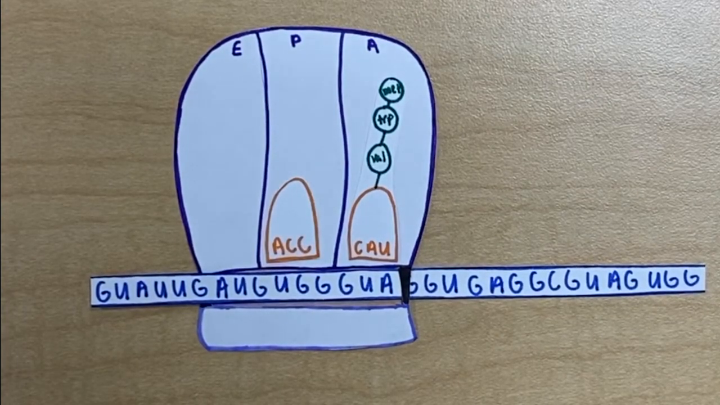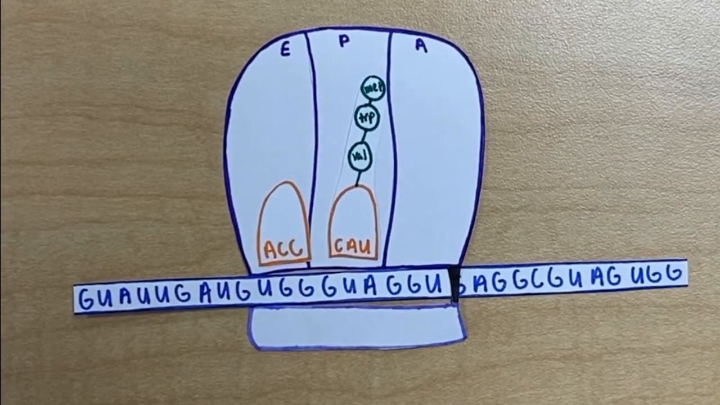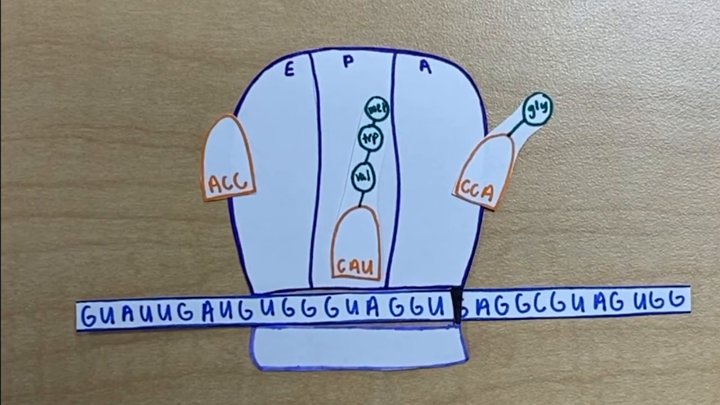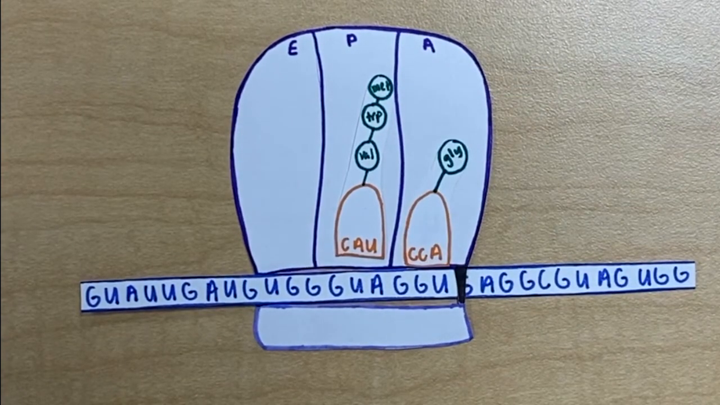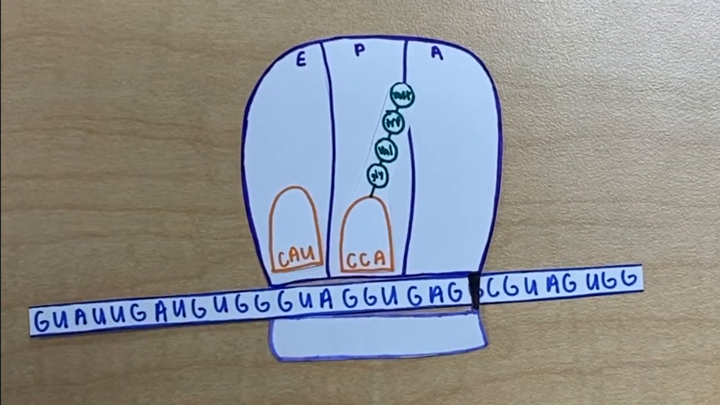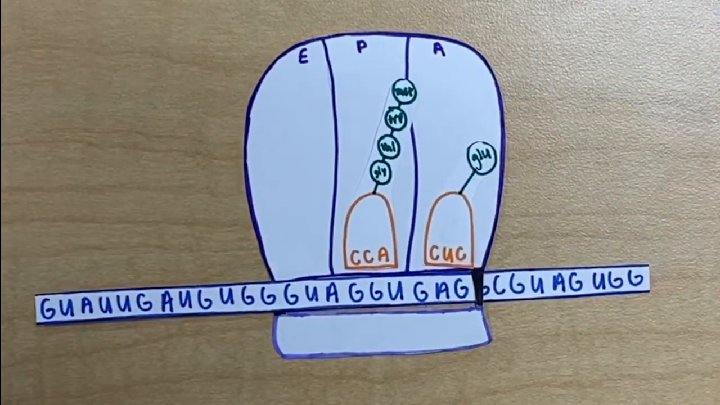It is also crucial to know that the large subunit can only hold 2 tRNAs at one time. This is why one tRNA leaves the E site while another enters the A site. This process happens all the way down the mRNA.